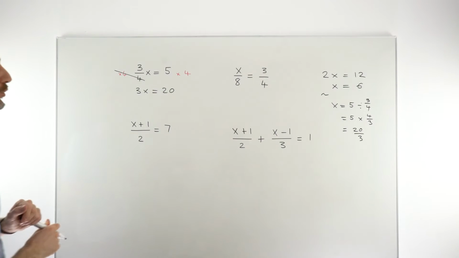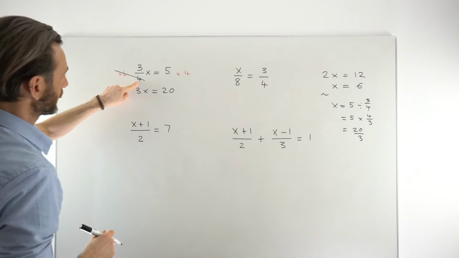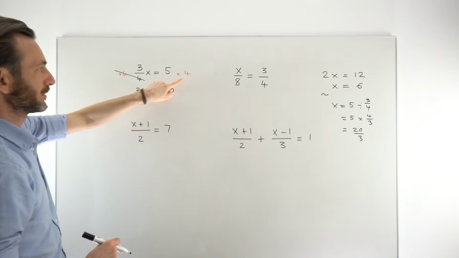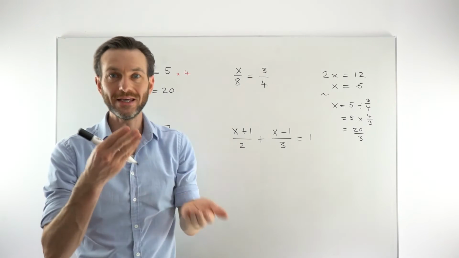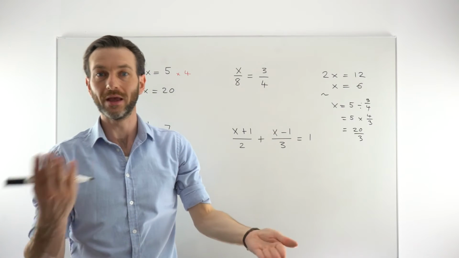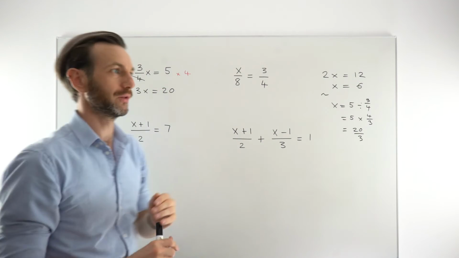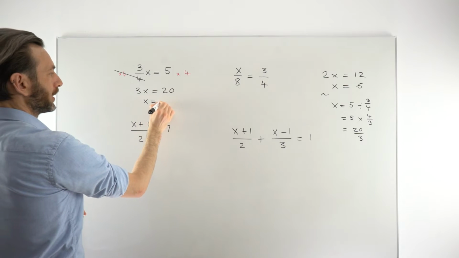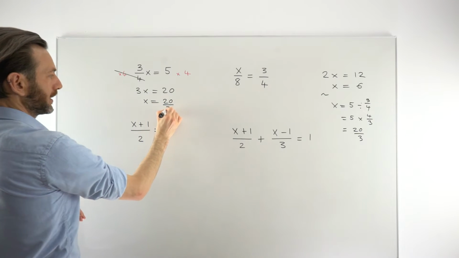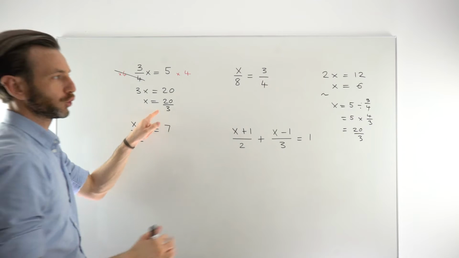So that's basically what we do. The other common mistake is to multiply this by 4 to get 3x, but to forget to multiply that by 4. So remember, an equation represents equal quantities, so you've got to do the same things to both sides to keep it sort of balanced. So we would get 3x equals 20, dividing both sides by 3, and we get 20 over 3 as our solution. So we get the same solution as we got over here.